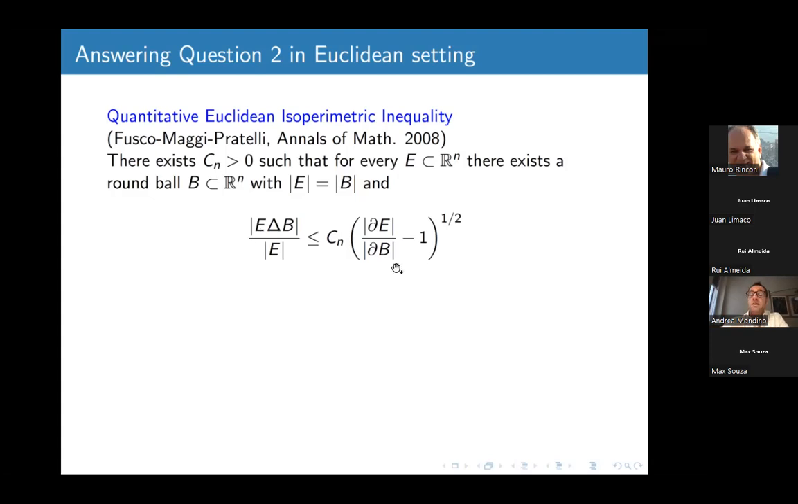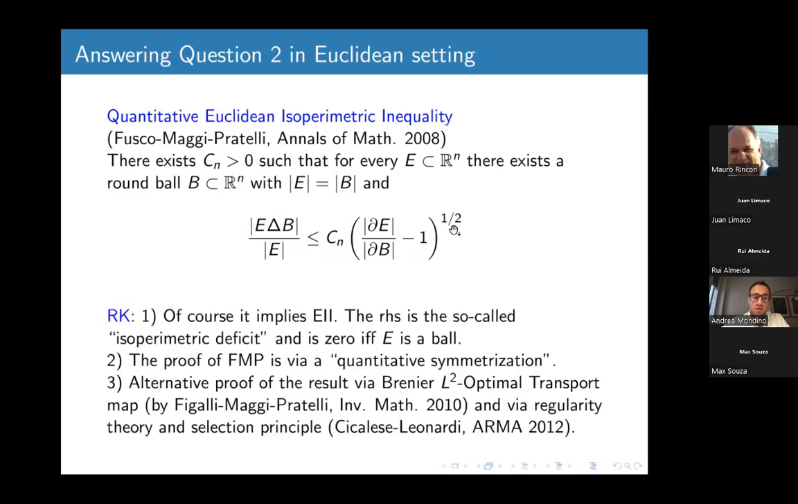So you reobtain also the rigidity. But this statement is even stronger because it is saying that if the right-hand side is close to 0, so if E is almost optimal in the Euclidean isoperimetric inequality, then the set E must be close to a metric ball, to a Euclidean ball, up to a set of small volume, in a quantified sense, exactly with this formula. And this exponent is sharp.